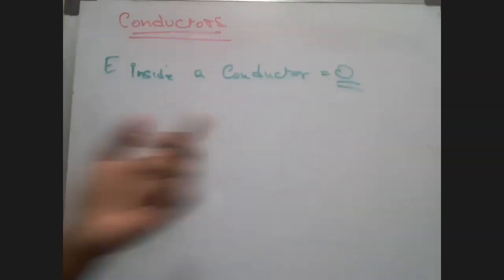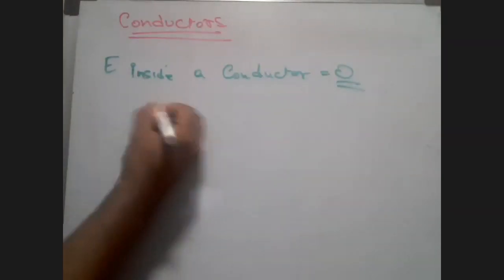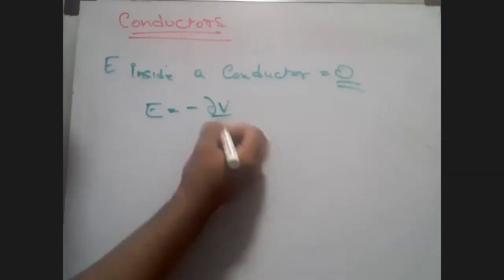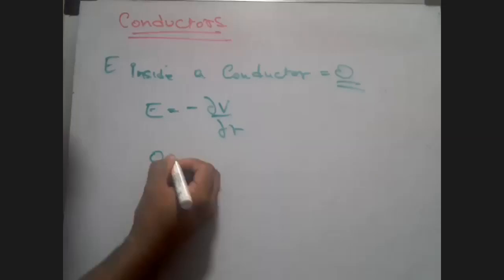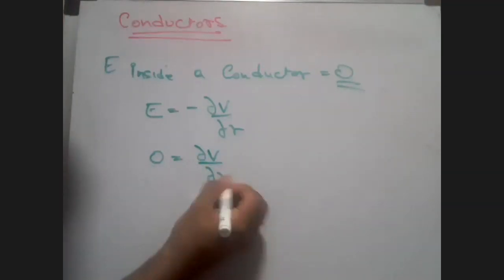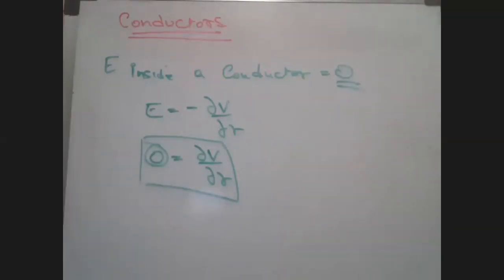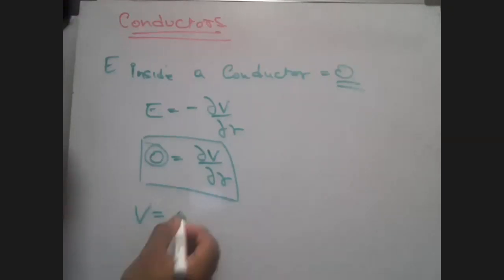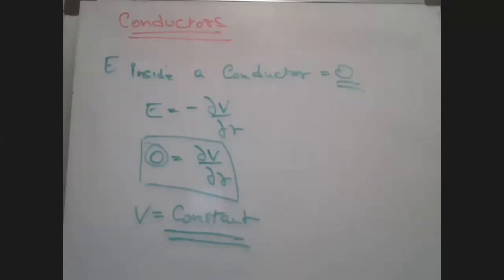Now comes the concept of equipotential surfaces. What is an equipotential surface? If E inside a conductor is 0, we know that E is equal to minus dV by dr. But E is 0, so dV by dr is 0. So the rate of change of potential within a conductor is also 0. That means the voltage will be constant. Am I right?